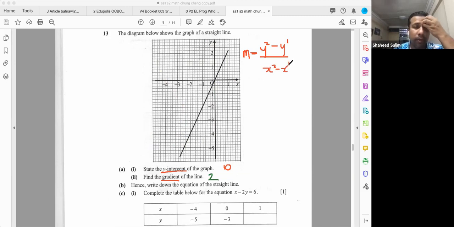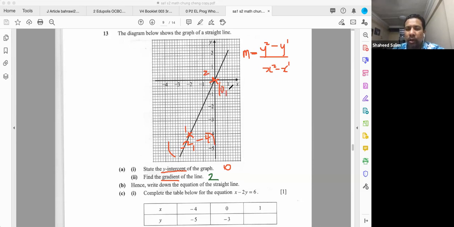Can you use this formula to find the gradient? I give you 2 points. Okay, you find the gradient. Here it is. This is point number 1 at the point 0, 0. This is now another point down here. This coordinate is minus 2, minus 4. We call it point 1. Point 2 is 0, 0.